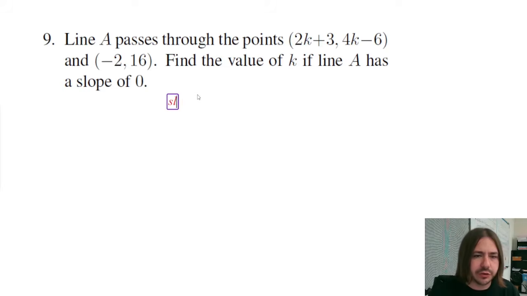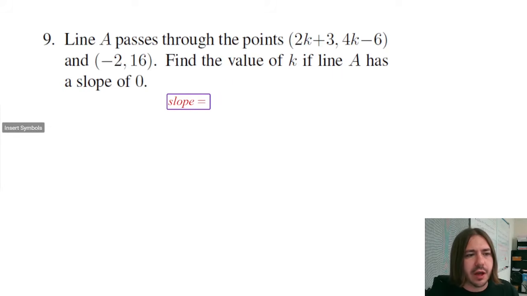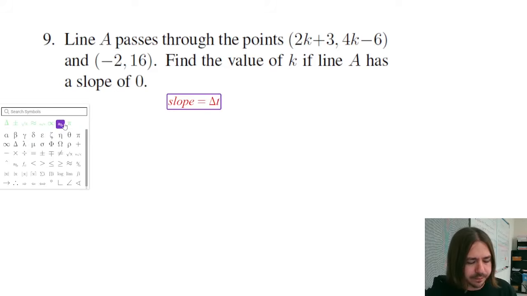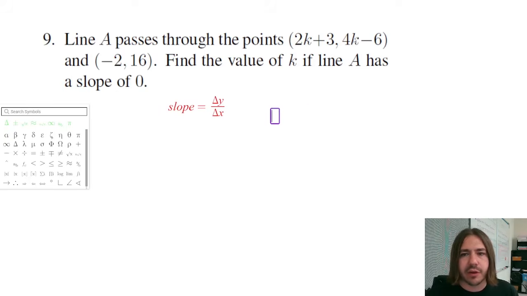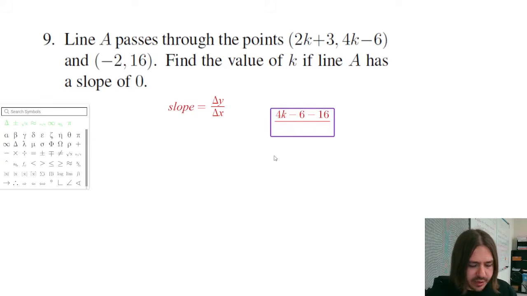So to find the slope, we're just going to find the change in y over the change in x, delta y over delta x. And it says that the slope is 0, so it's going to make this equation pretty simple here. So the change in y is going to be this 4k minus 6 minus 16. Okay, so just taking the first y value, subtracting the second y value, that's going to give me the difference between the y values. Similarly, I'm going to subtract 2k plus 3 minus negative 2, which is going to end up being plus 2. I'm finding the difference between the two x values.